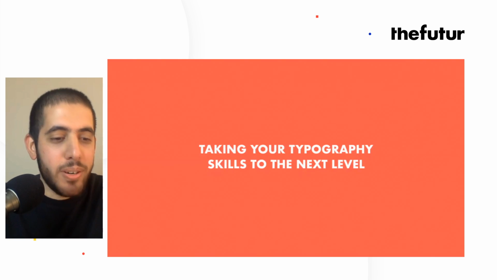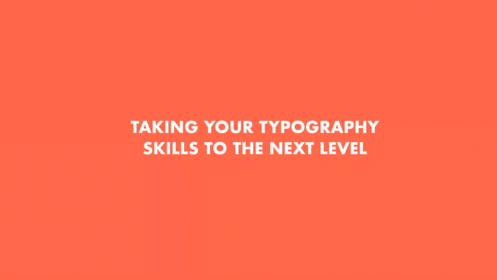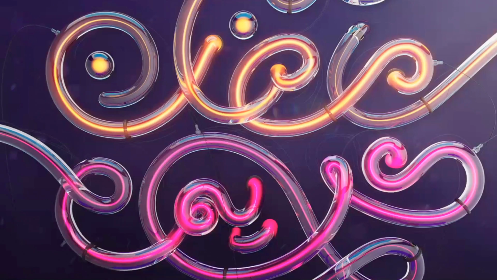All right, so back to our tutorial. In this part, we want to talk about this piece, which was the main title of this session. It's creating this 3D typography, like a neon light tube in 3D.